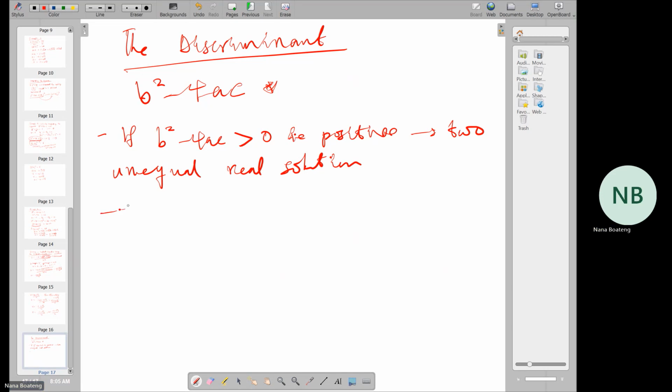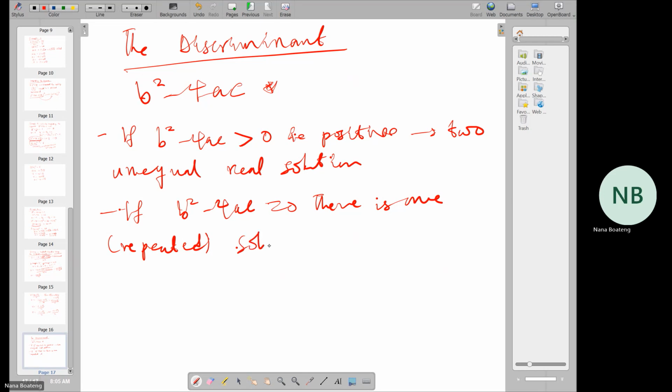If the discriminant b squared minus 4ac is equal to 0, then we have one solution, or you can also say a repeated solution, which is you have the solution as x is equal to the same number twice.